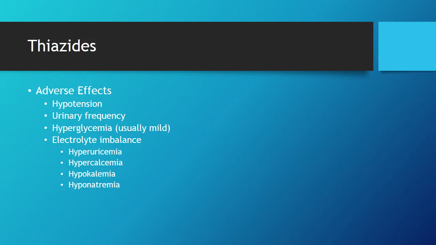Another unique one: hypercalcemia is a little bit unique from the loop diuretics, in that loop diuretics actually get rid of calcium, but the way these drugs work, you're actually going to increase calcium. So that's one little quirk that's definitely different from the loop diuretics. Hypokalemia, hyponatremia, so again, sodium and potassium, thiazides are going to deplete those. So it's really important that we monitor for electrolyte imbalances.